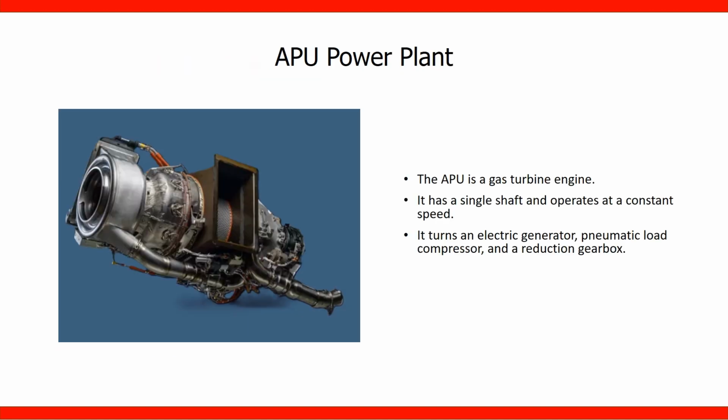APU is a gas turbine engine. It has a single shaft and operates at a constant speed. It turns an electric generator, pneumatic load compressor, and a reduction gearbox.